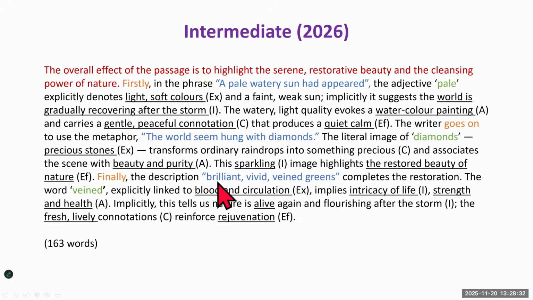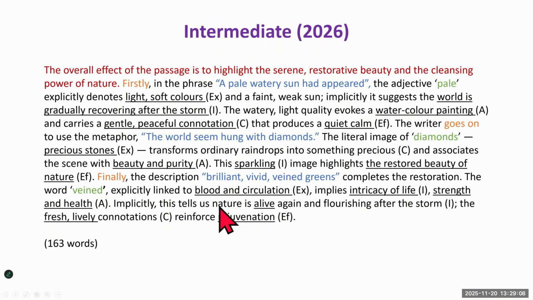Finally, the description, brilliant, vivid, veined greens, completes the restoration. The word veined, explicitly linked to blood and circulation, implies intricacy of life. Implicit, strength and health, association. Implicitly, it tells us nature is alive again and flourishing after the storm. The fresh, lively connotations reinforce rejuvenation.